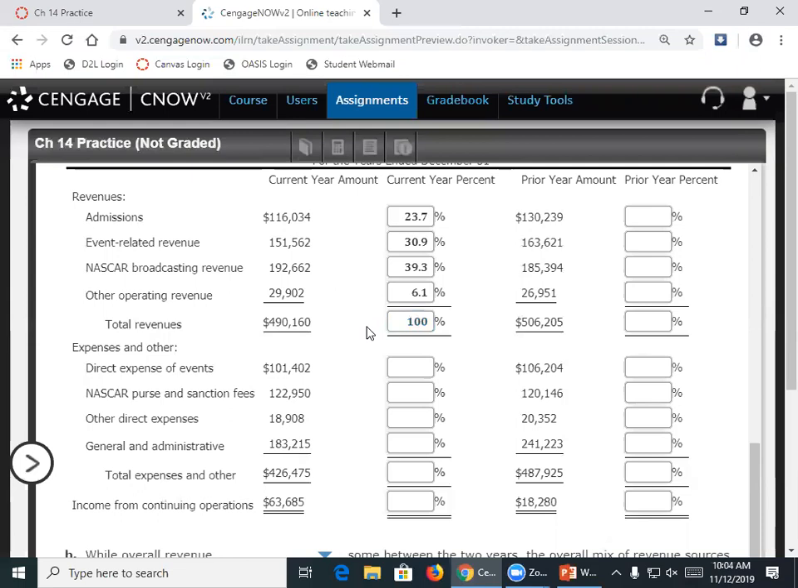Okay, so it's a little different than when we're a merchandising company where we see sales minus cost of goods sold. And then we divide all of our expenses by total revenues as well. So the direct expense of events makes up 20.7%. NASCAR purse and sanction fees make up 25.1%.